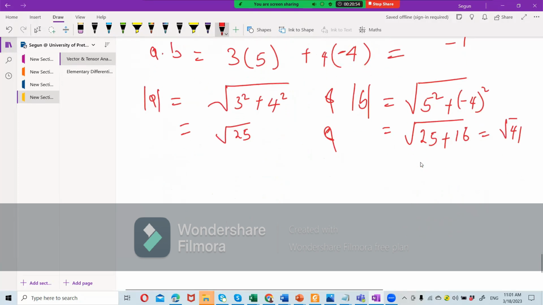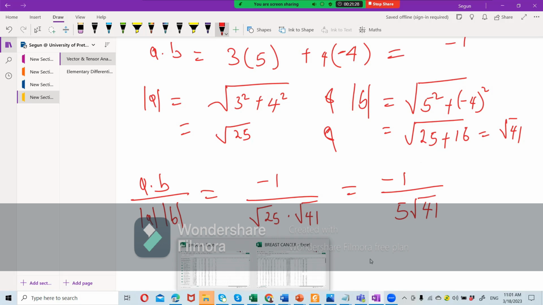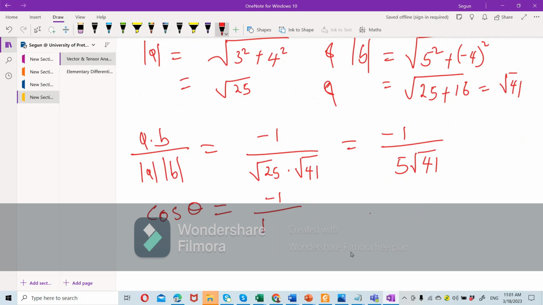So I can proceed by saying that A dot B over magnitude of A, magnitude of B is the same thing as A dot B, which is -1, divided by square root of 25 multiplied by square root of 41, which is the same thing as -1 over 5 root 41. So that is what we have as this. We can continue by saying that, remember, I have cos theta equals -1 over 5 square root of 41.